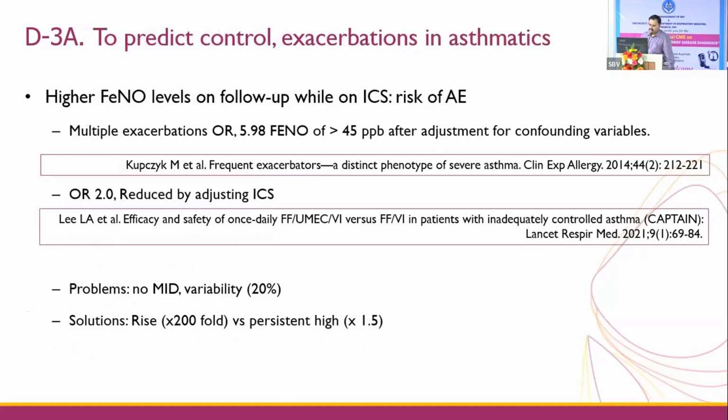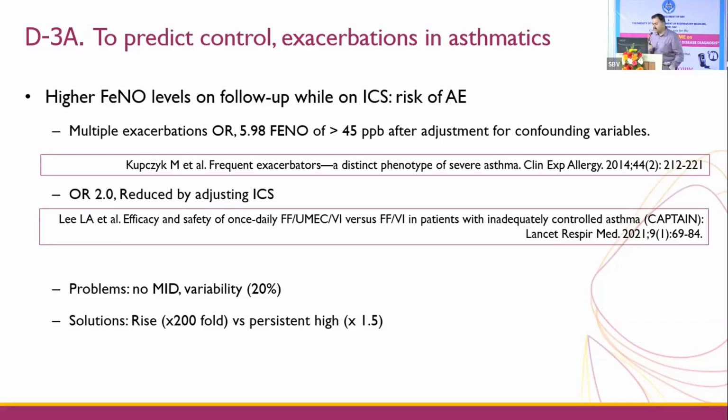So patients who are on therapy on inhaled corticosteroids, if they have persistently high FeNO levels, then they are at a high risk of exacerbation, and the odds ratio varies from 2 to 6 depending on the paper that you would read. The problem, of course, is that there is no well-established minimum difference for follow-up FeNOs.